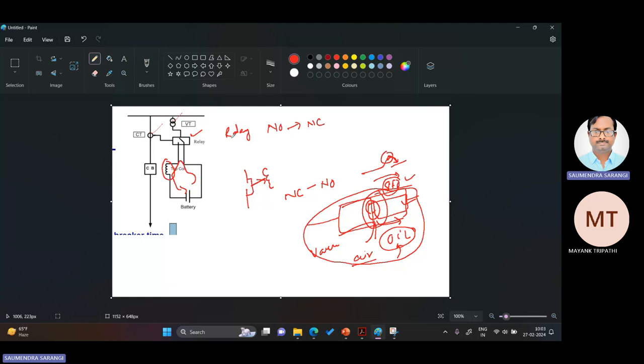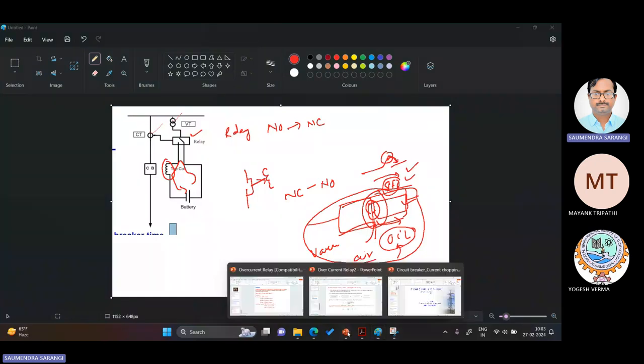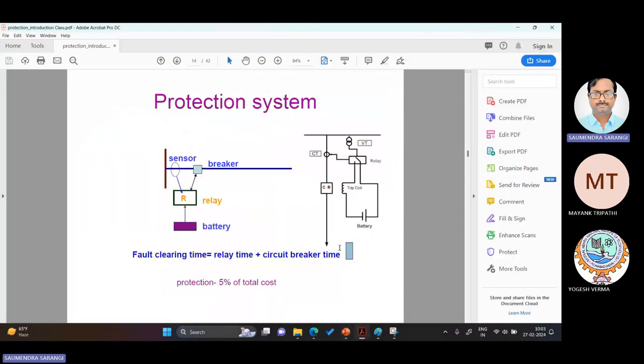Mostly we use the SF6 circuit breaker for high voltages, because SF6 is a gas which can absorb the charges. It has a negative coefficient of electricity, so it will absorb all the charges we have in our circuit breaker. The circuit breaker operates within 3 cycles. If you are talking about the fault clearing time, whenever a fault comes, how much time do we have to clear the fault? Basically, the relay detects the fault within 2 cycles, and the circuit breaker operates within 3 cycles.